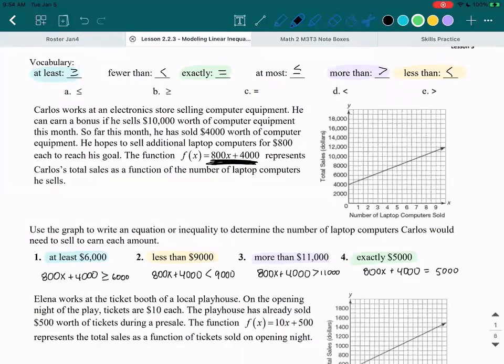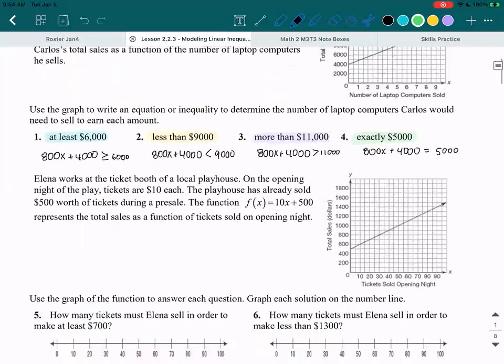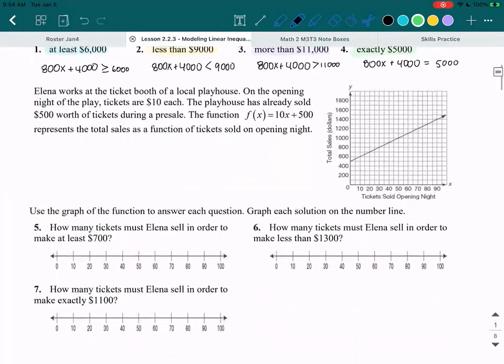All right, let's take a look at the next set of problems. Okay.